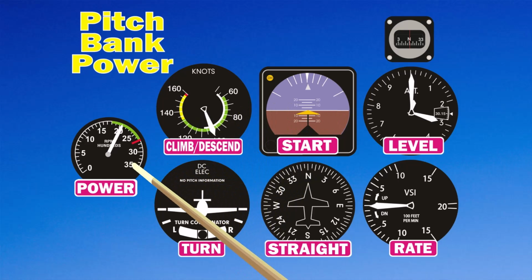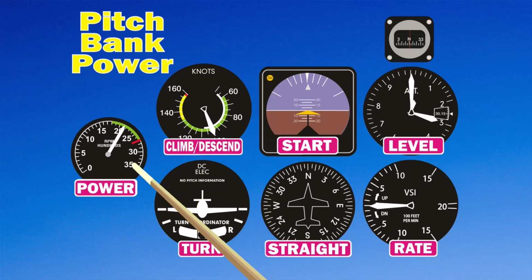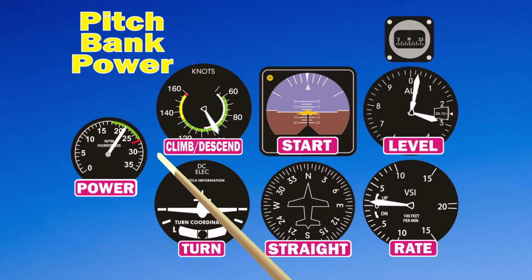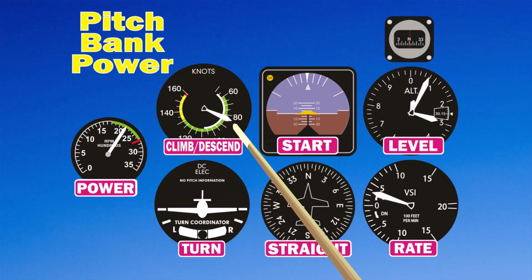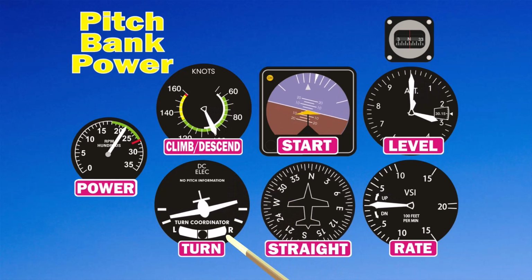Now note, if you are trying to maintain a specific airspeed in straight and level flight, then your airspeed indicator will be primary for power. Under typical conditions, however, we usually use our RPM or manifold pressure gauge to set our power, and we don't worry too much about trying to maintain a specific airspeed. In constant airspeed climbs or descents, airspeed is always the primary pitch instrument. In a turn, the turn coordinator is always primary for bank.